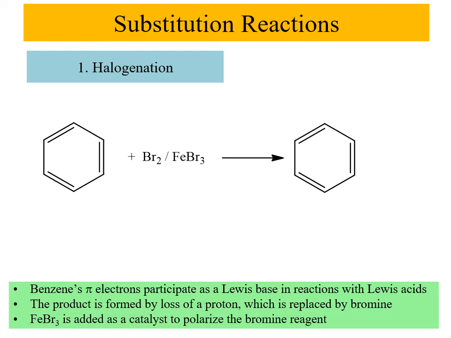So FeBr3 is used as a catalyst to polarize the bromine reagent. So we will get bromobenzene as a halogenation reaction between benzene and bromine with the presence of a catalyst.